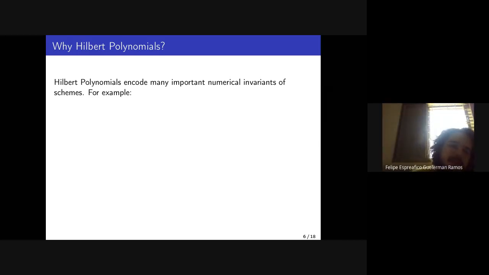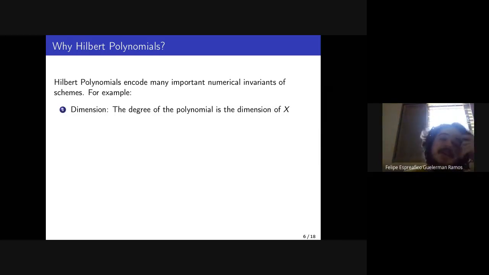The thing is that these polynomials encode numerical invariants of schemes. So remember that in the beginning we wanted to consider families of schemes which were similar in some sense. And this sense in our case will be exactly having the same Hilbert polynomial, because these polynomials encode many important invariants of our schemes. So first, the dimension of the scheme is exactly the degree of the polynomial.